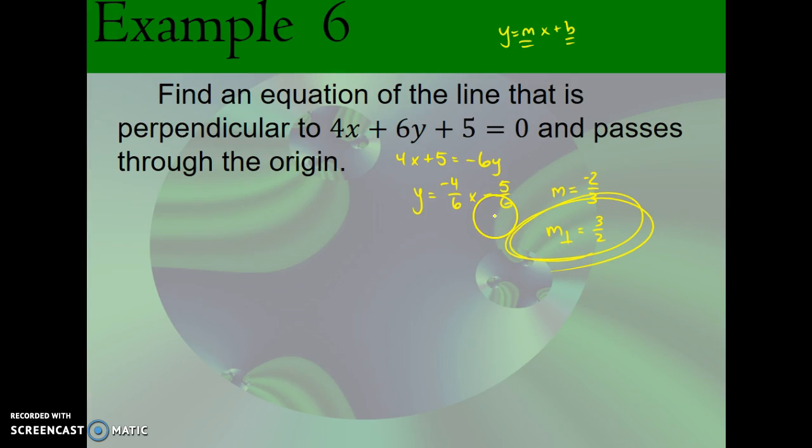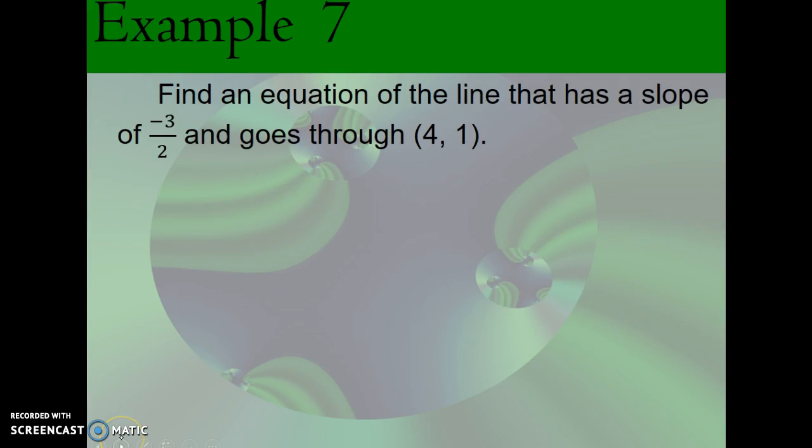The y-intercept means absolutely nothing to me. The whole purpose of this equation was just to extract the slope that I needed. I'm passing through the origin, which means that I have a y-intercept of (0, 0). And my line is just going to be y equals 3/2 x plus 0. An equation of a line that has a slope in that and goes to that.